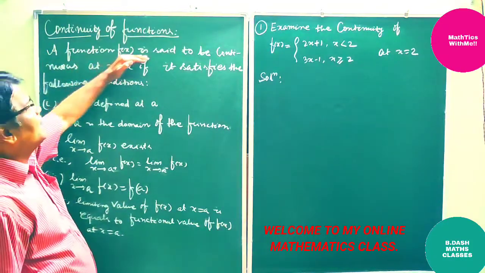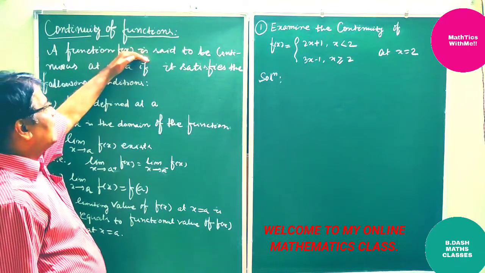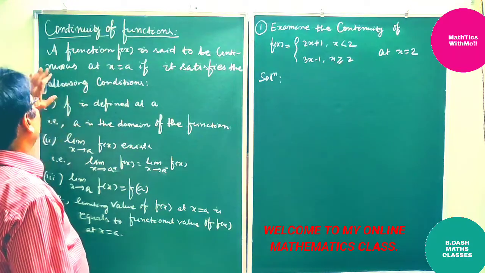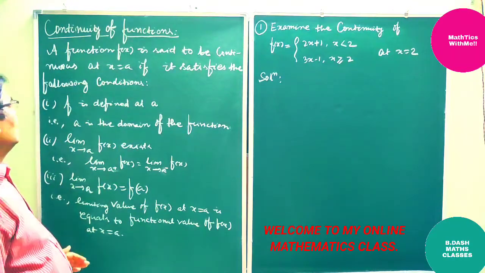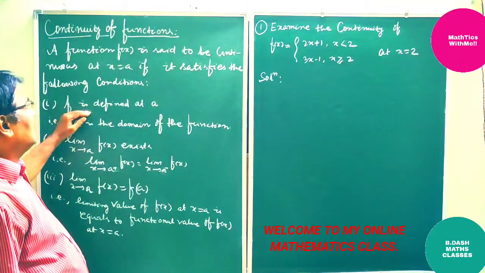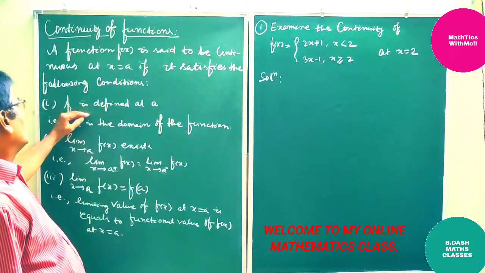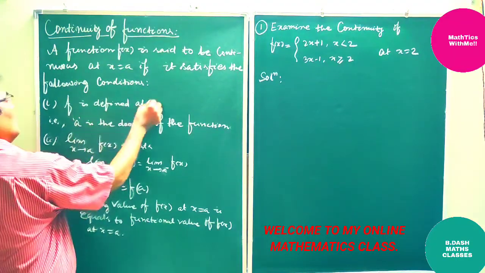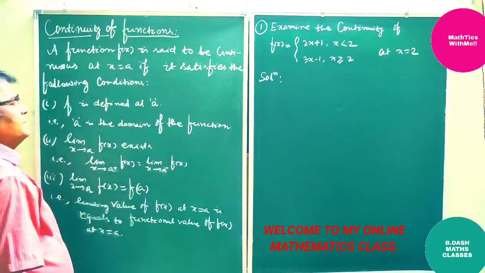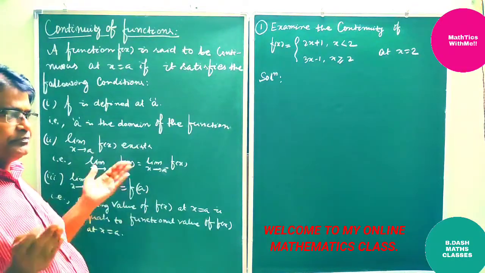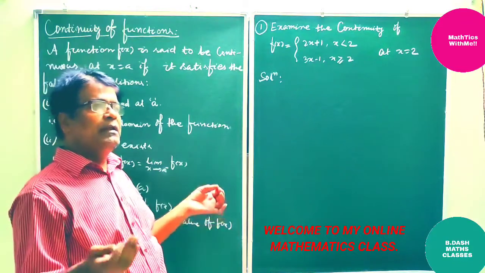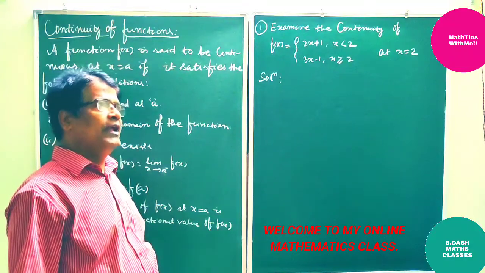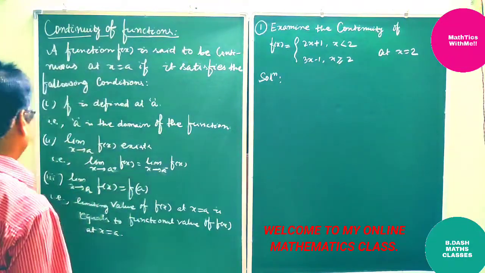A function f of x is said to be continuous at x is equal to a if it satisfies the following conditions. The first condition is f is defined at a. What does it mean? It means a is in the domain of the function. Here f of x is given to us. In place of x we put a. We have to find f of a, and that must be defined.